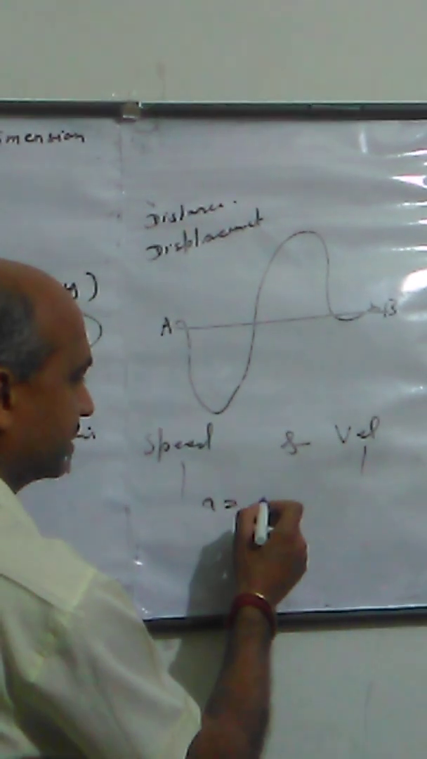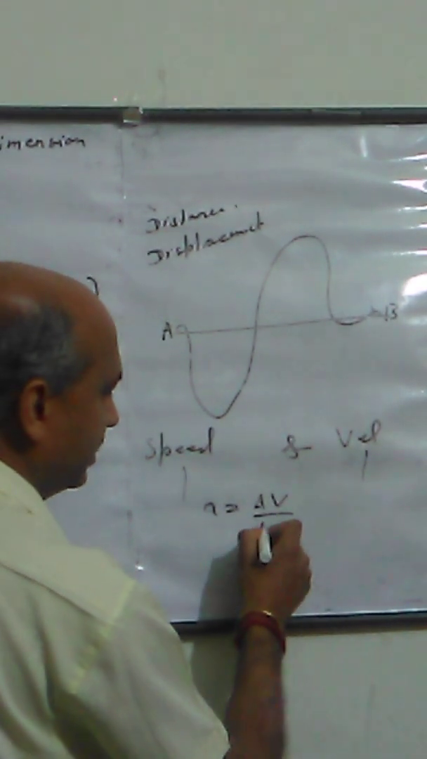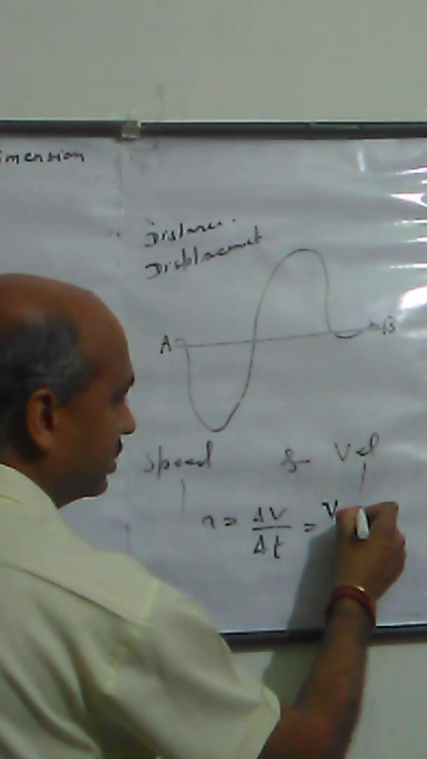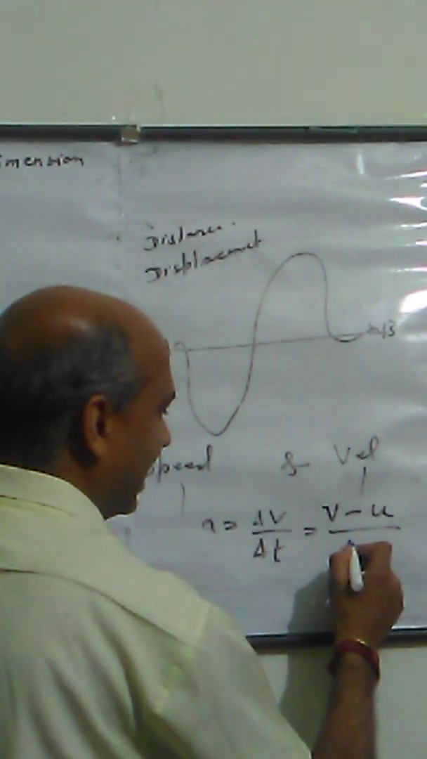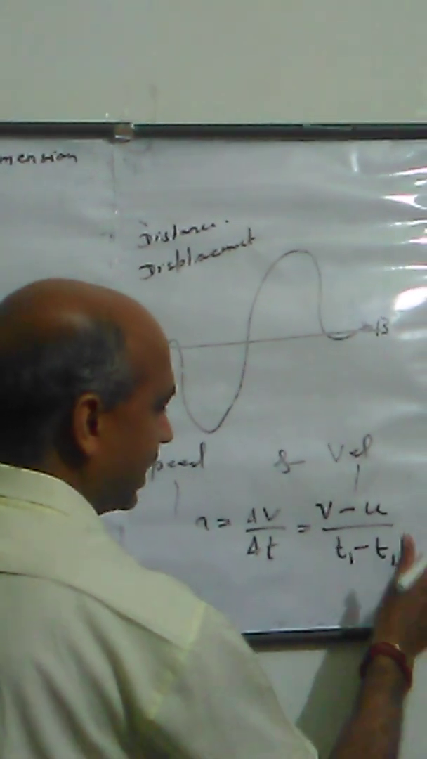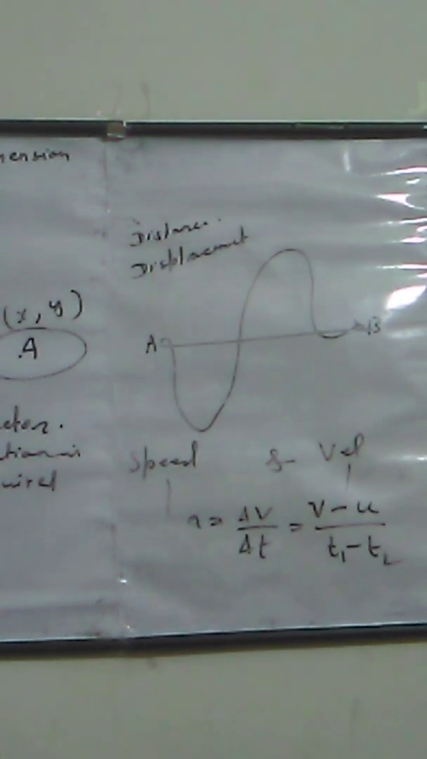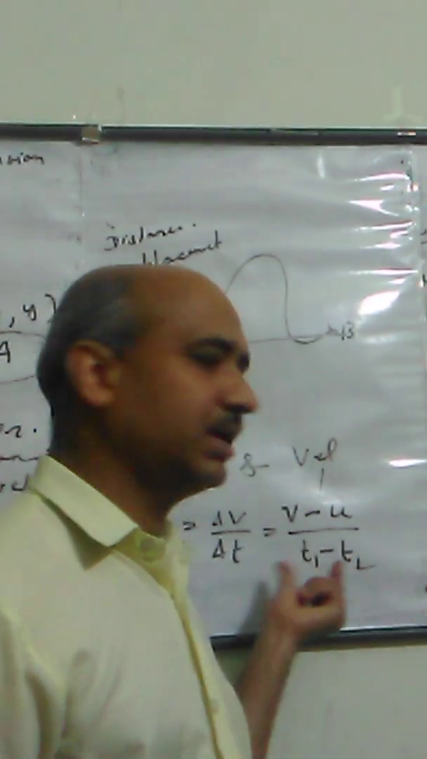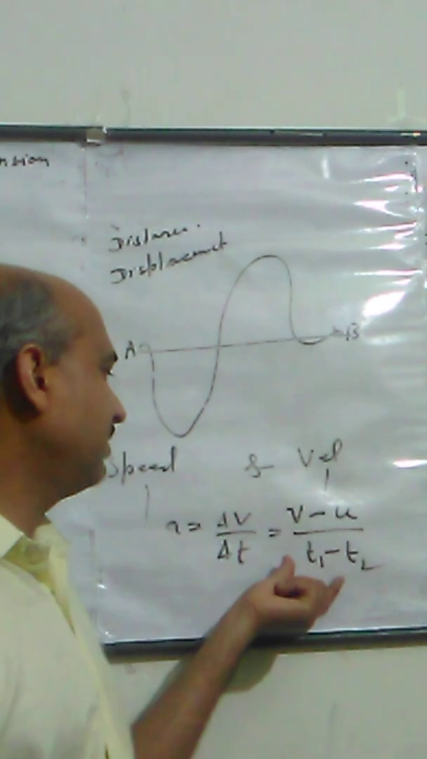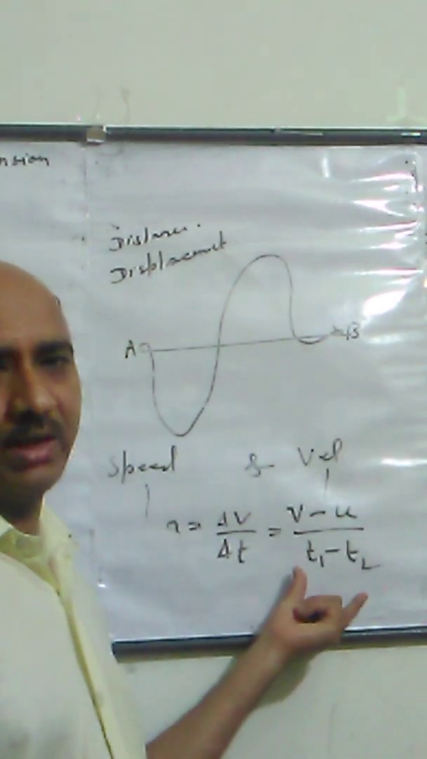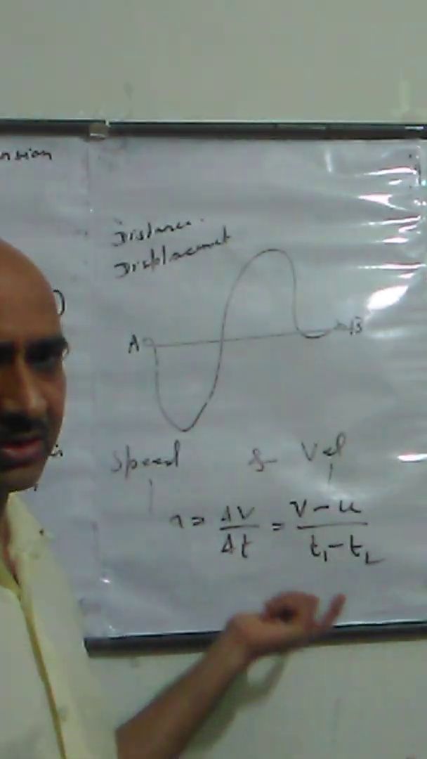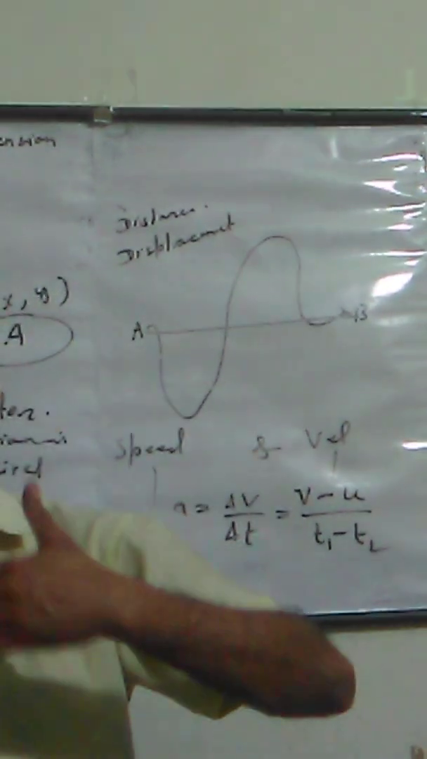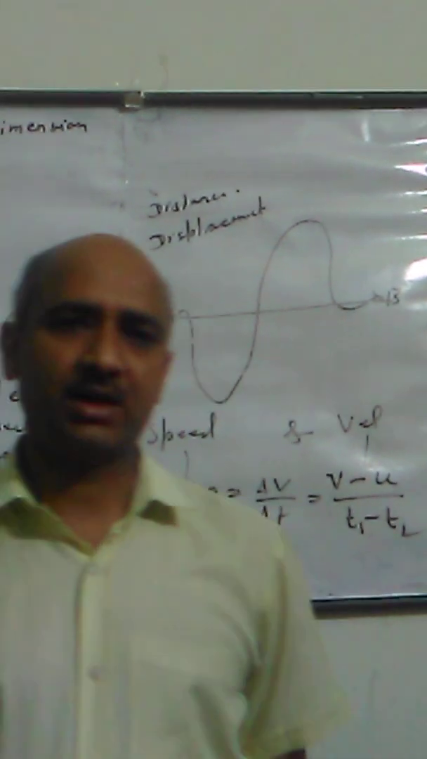Rate of change of velocity means final velocity minus initial velocity upon time. Take the final velocity as v and the initial velocity as u, upon change in time, t2 minus t1, meaning final time minus initial time. Generally the initial time is 0, so simply we can say a equals v minus u upon t. So this is acceleration. Acceleration is the rate of change of velocity, how velocity is increasing or decreasing.